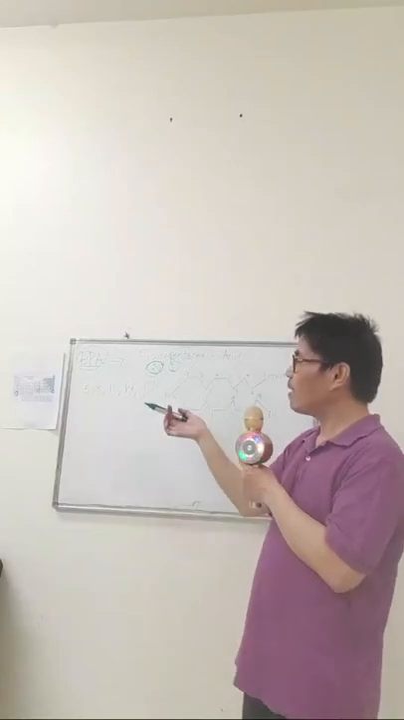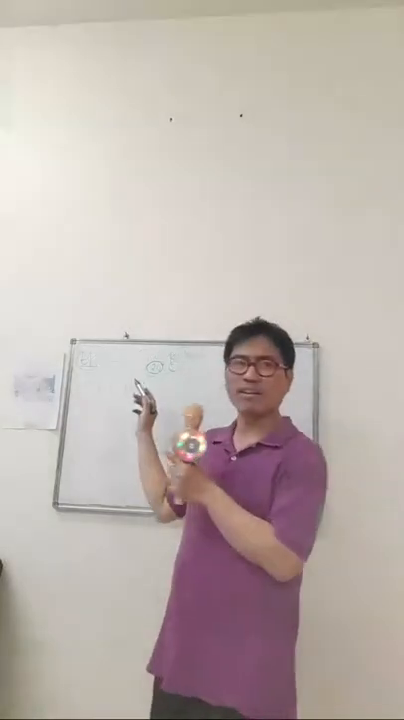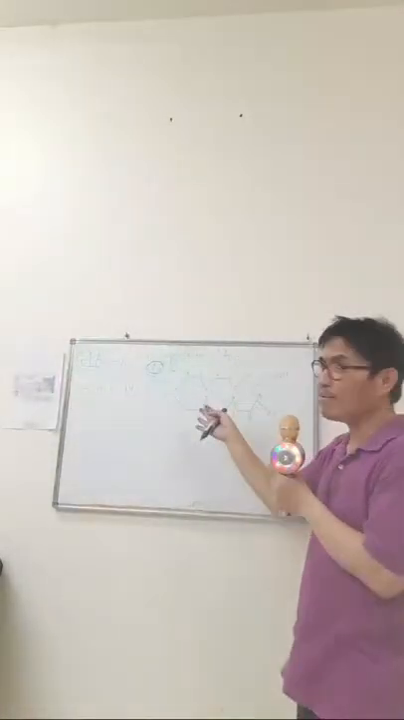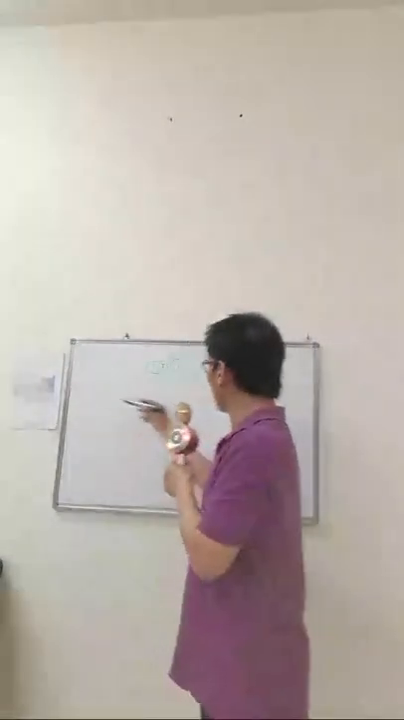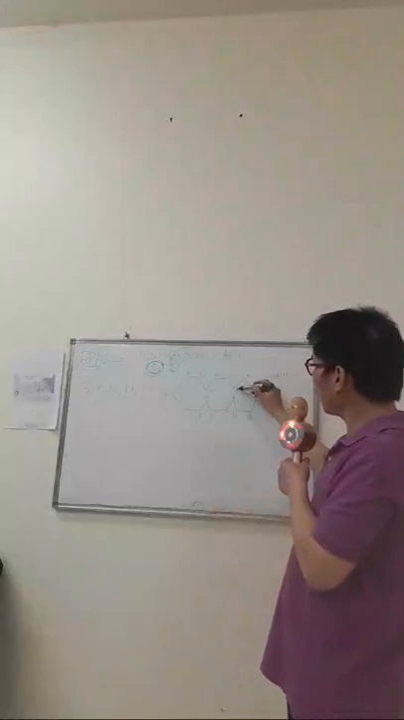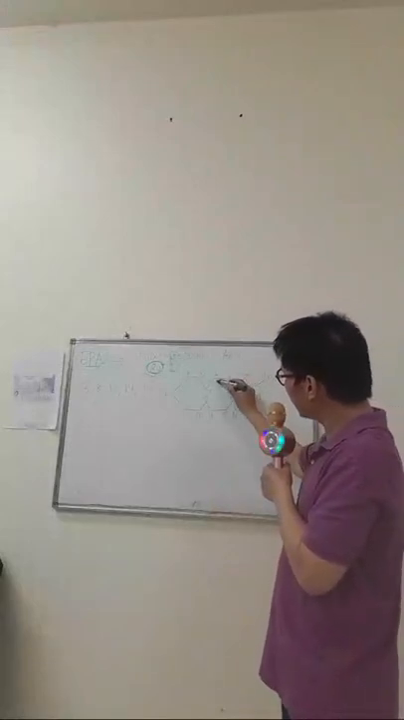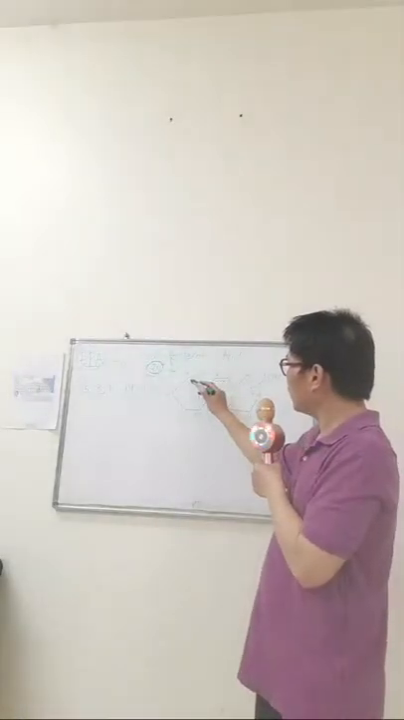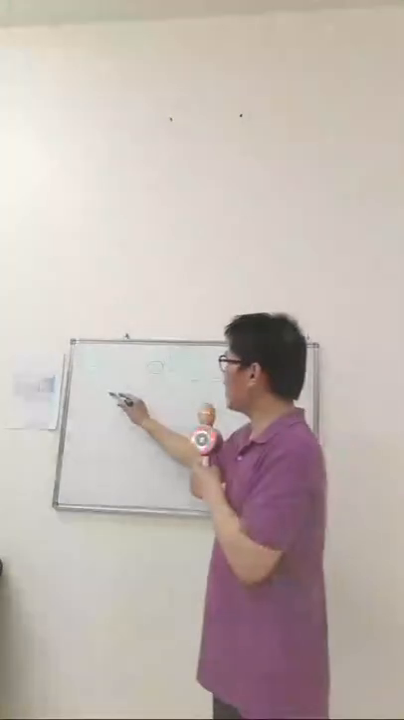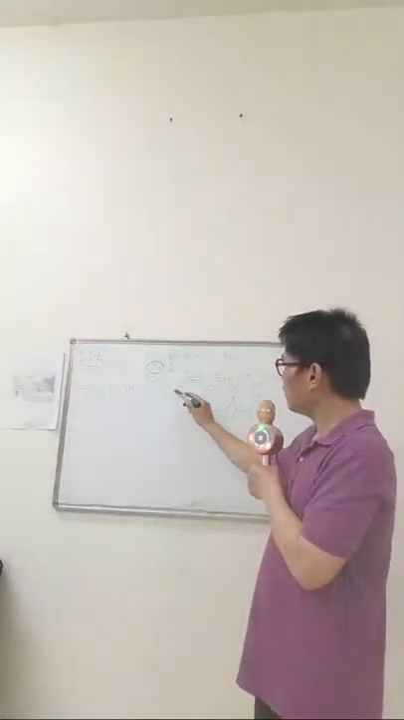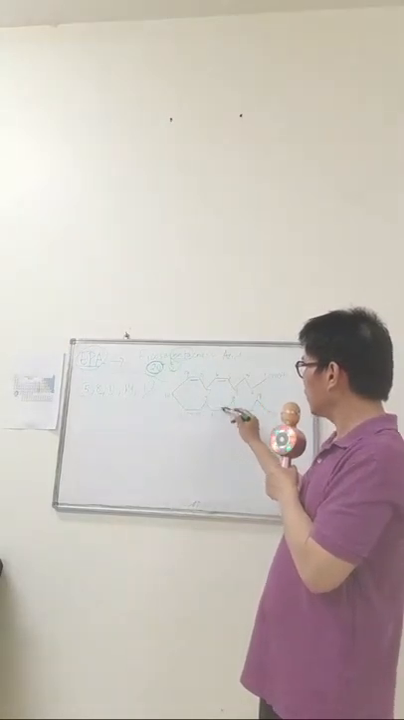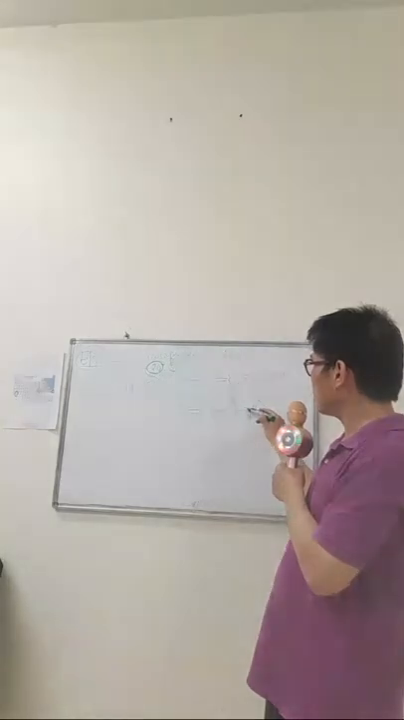So, you don't need to memorize because it's understandable. Do not memorize. Understand the mechanism. You know the point. So, start from 5, the double bond is here. Then 6, 7, 8, the double bond is here. 9, 10, 11, the double bond is here. 12, 13, 14, the double bond is here. 15, the double bond is here.